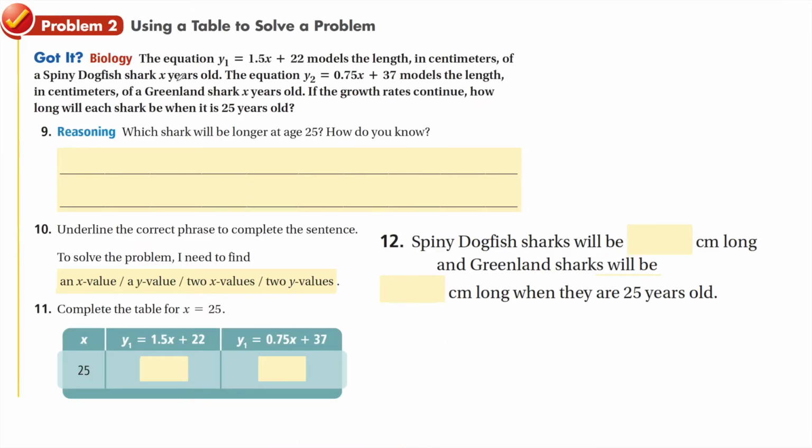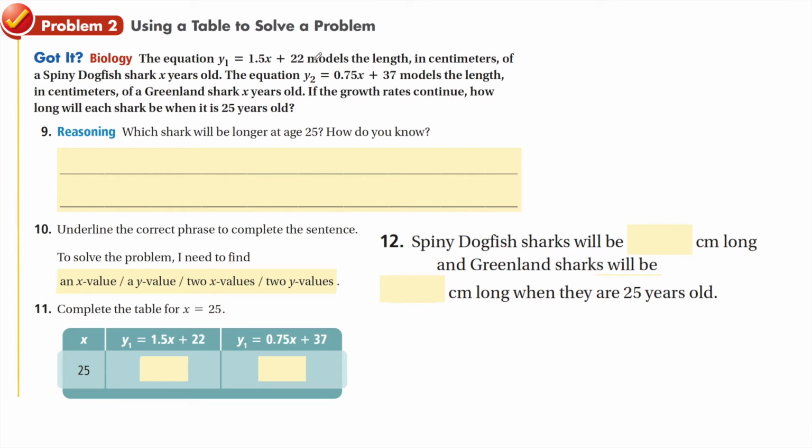Problem 2. Using a table to solve a problem. The equation y sub 1 equals 1.5x plus 22 models the length in centimeters of a spiny dogfish shark x years old. The equation y sub 2 equals 0.75x plus 37 models the length in centimeters of a Greenland shark x years old. If the growth rate continues, how long will each shark be when it's 25 years old?